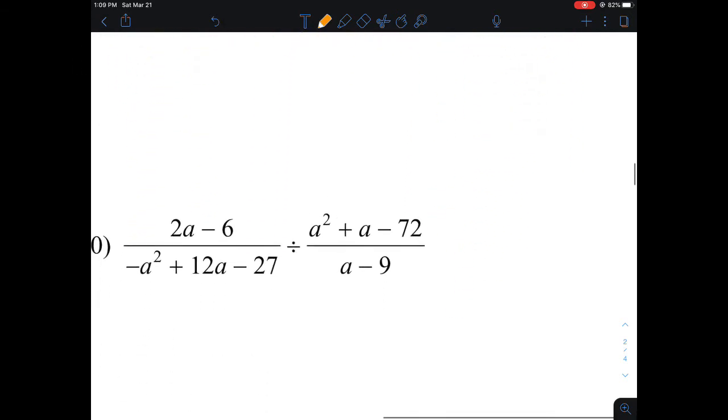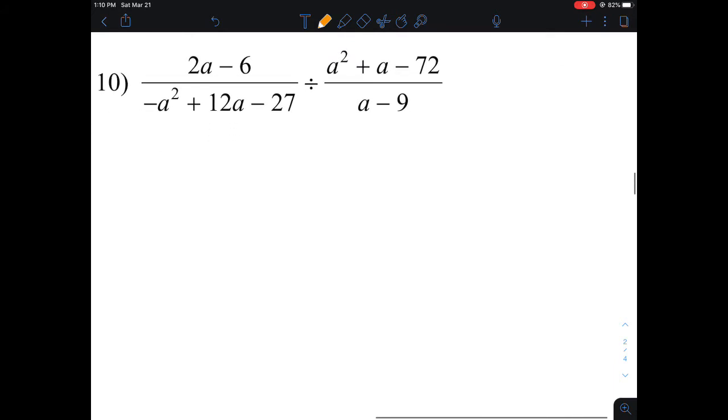All right, let's look at a division problem, how that changes what we do. Now, when I'm doing a division problem, I like to rewrite it as multiplication right out of the gate. And when we are dividing fractions, you do skip, change, flip. So the first fraction stays exactly the way it is. So 2a minus 6 divided by a squared plus 12a minus 27.